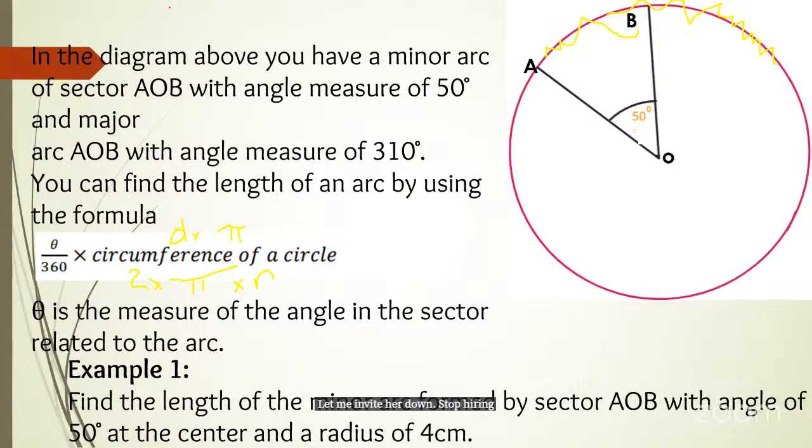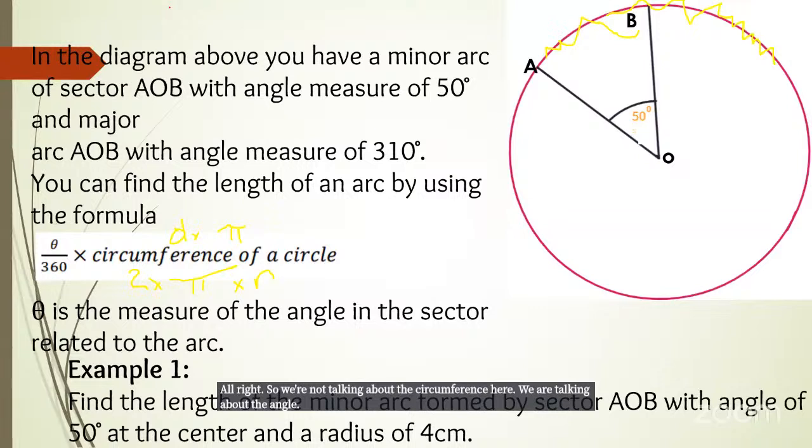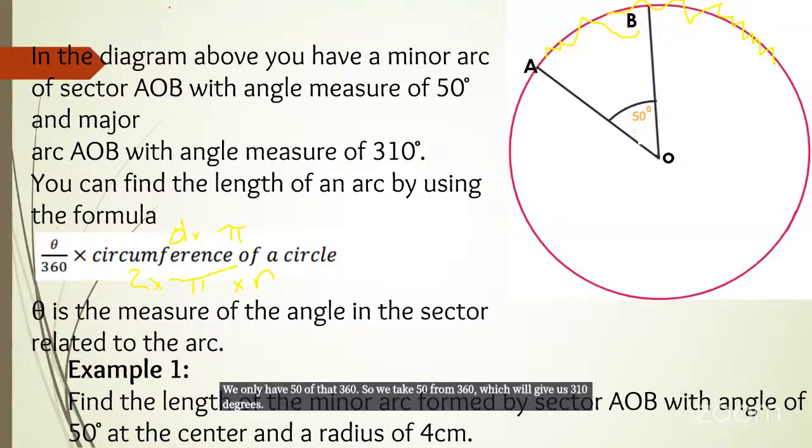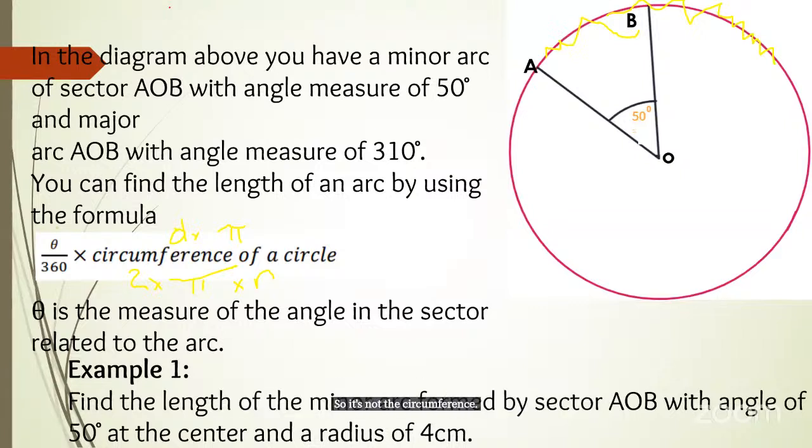All right. So we're not talking about the circumference here. We are talking about the angle. So the angle in the circle would measure 360 degrees. And we only have 50 of that 360. So we take 50 from 360, which will give us 310 degrees. So it's not the circumference. Clear to everyone?